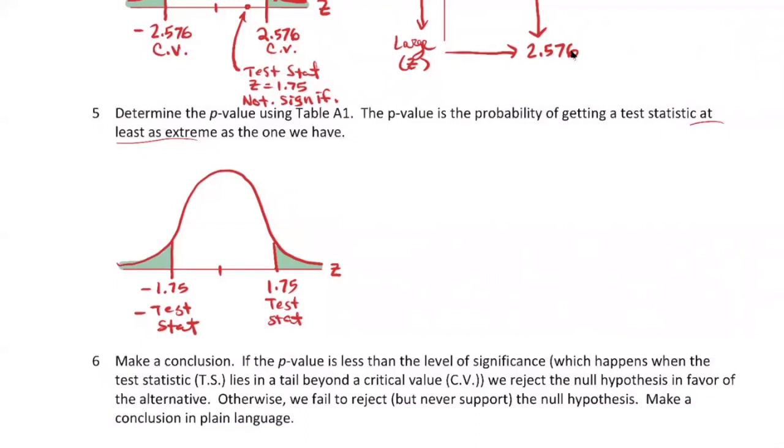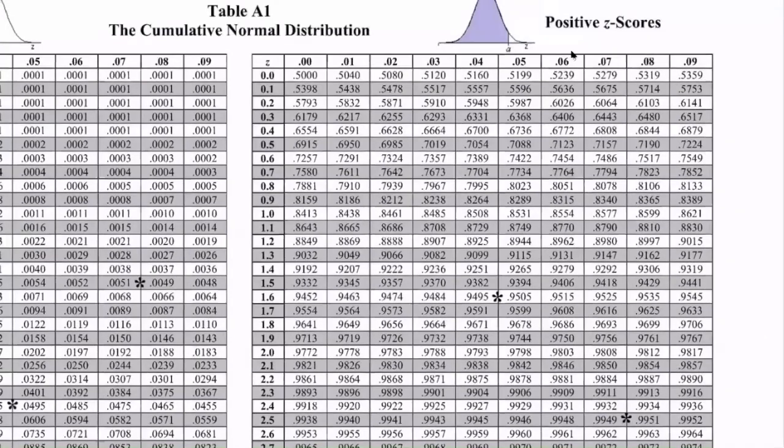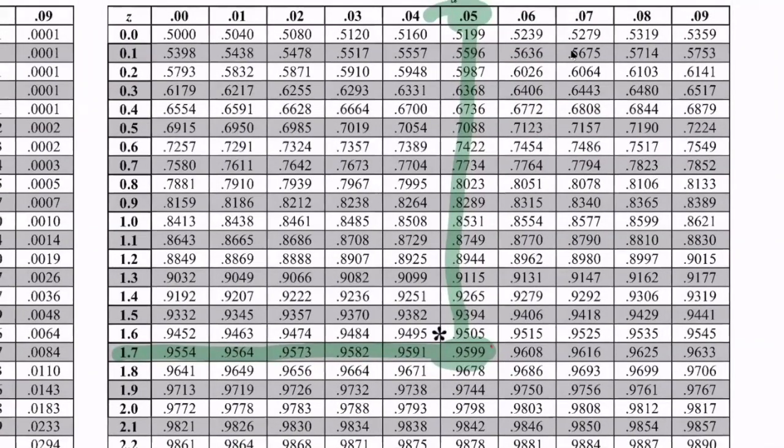So you can look up the positive 1.75 or the negative, but make sure you're getting the area to the left. So if you go to table A1, and for your z-score, you look up what we actually got, which was positive 1.75. That's 1.7 plus 0.05, like that. Let me pop over and see what that looks like. Now I think you're seeing a 0.9599 here. And remember, this is the area to the left of your test statistic.